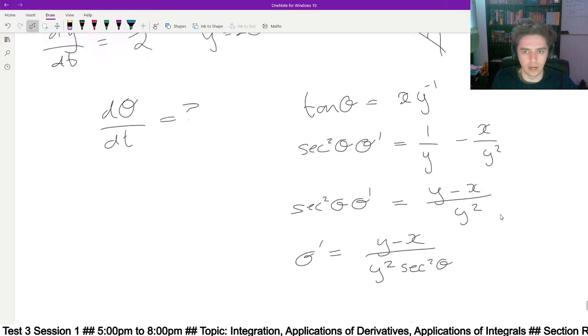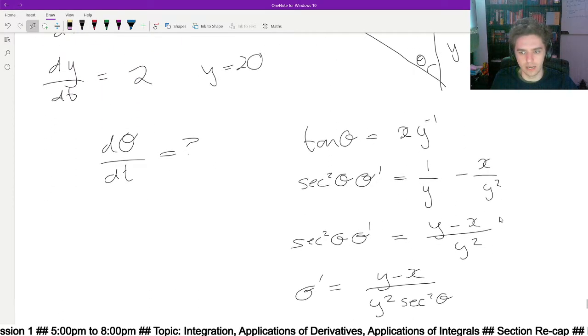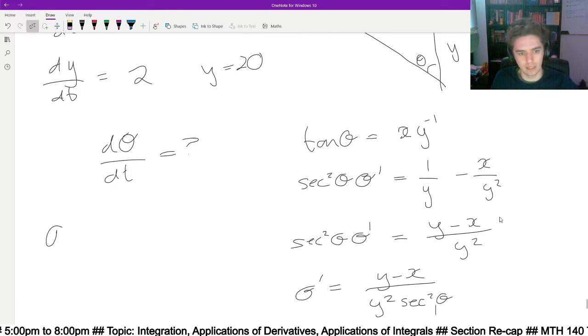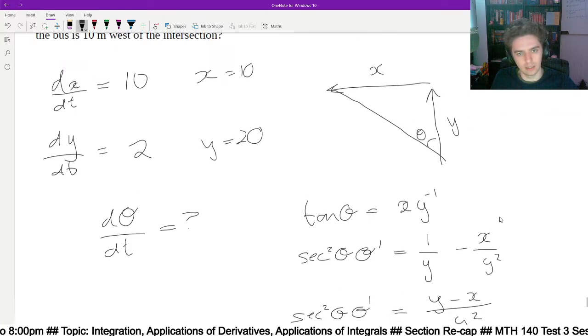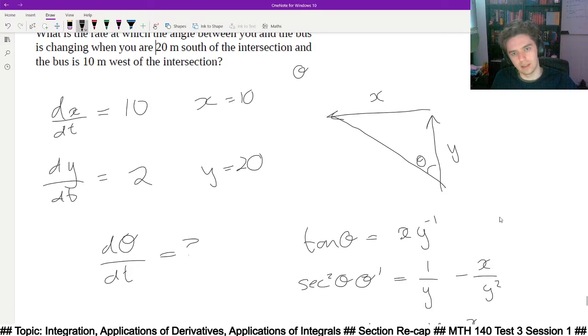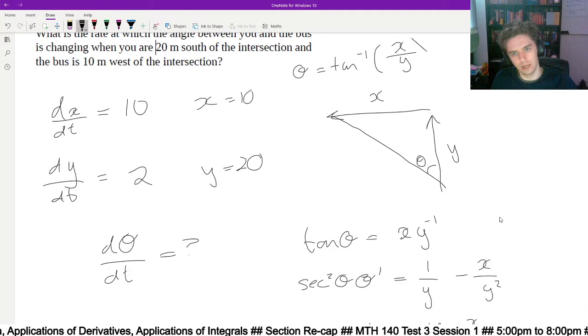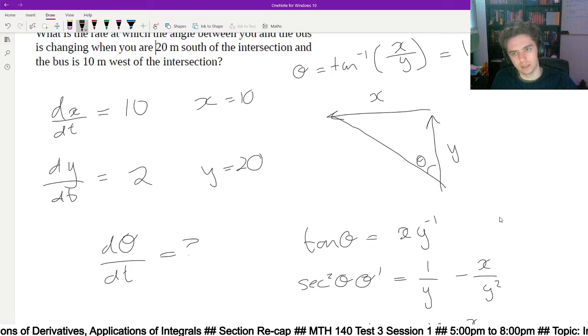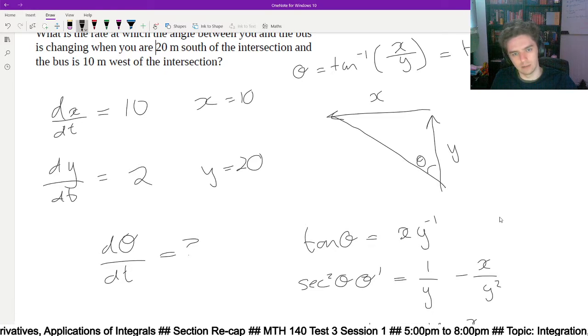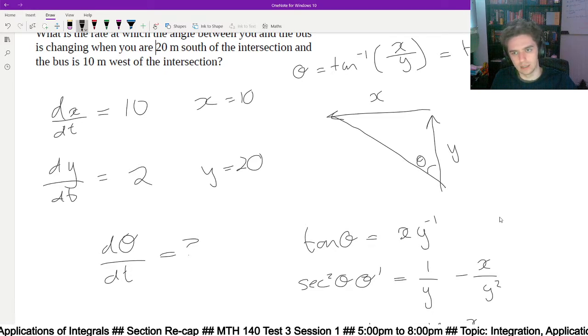Oh, we don't know theta. Oh, we can find theta. So theta equals, in this particular case right here, theta equals tan inverse of x over y, right? Which is tan inverse of a half.